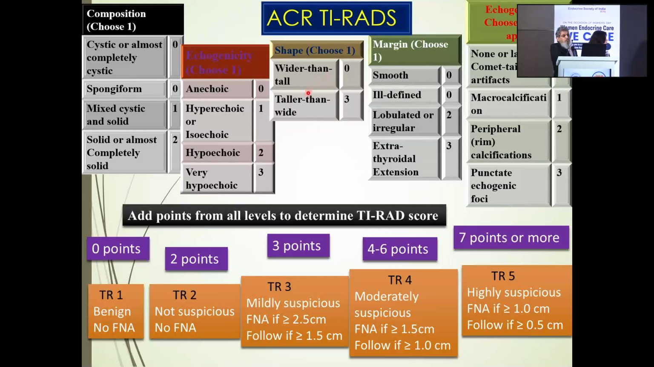Then wider than tall versus taller than wide is a very, very important criterion, because malignancies are expected to grow along the wrong plane. Benign lesions are expected to grow along the parallel planes, but these will go across the planes, and that's why this comes into the picture. Margins, I think we can easily understand: smooth, lobulated, or if there is a breach of the capsule and it has gone out.